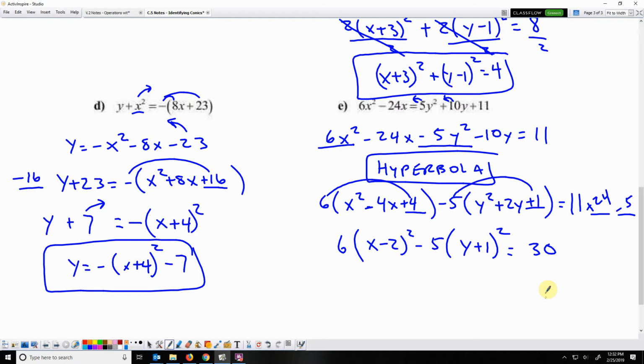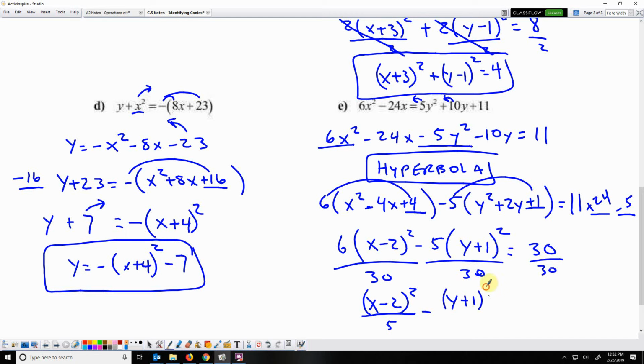A hyperbola, like an ellipse, has to be set equal to 1, so I need to divide every term by 30. 6 over 30 is 1/5, so that's x minus 2 squared over 5, minus 5 over 30 is 1/6, so y plus 1 squared over 6, and 30 over 30 is 1. So there's my standard form for that hyperbola.